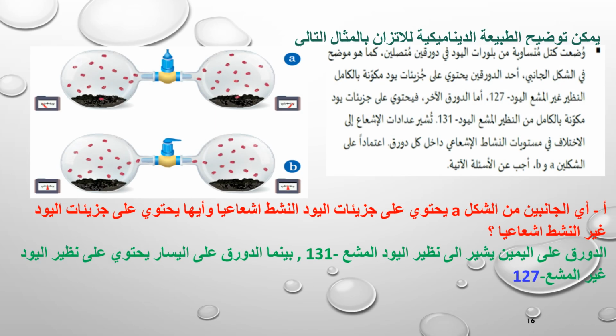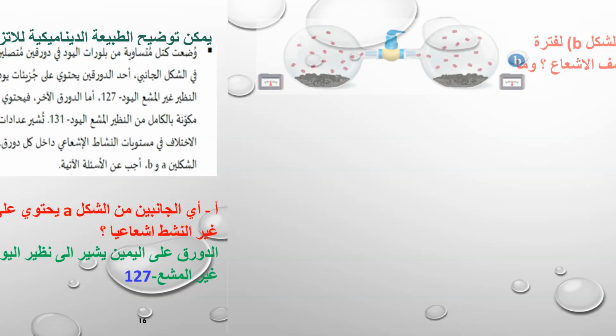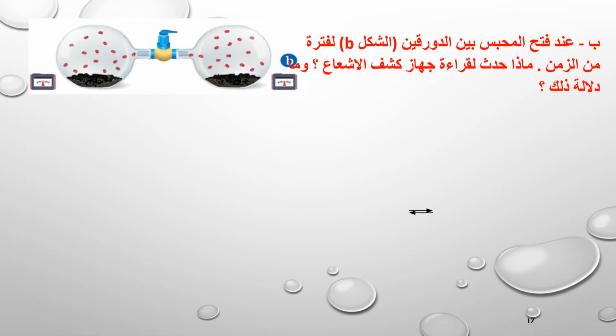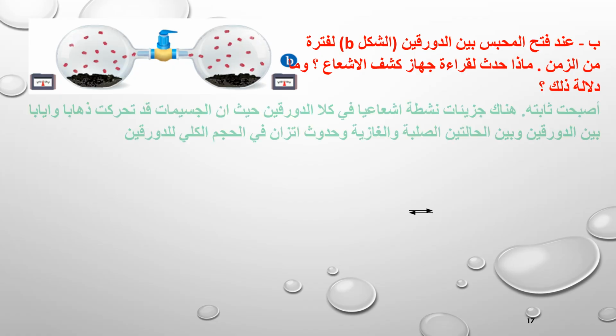The right flask indicates radioactive iodine-131, while the left flask contains non-radioactive iodine-127. When the valve is opened between the 2 flasks for a period of time, the radiation detection device indicates that the radiation levels become constant.